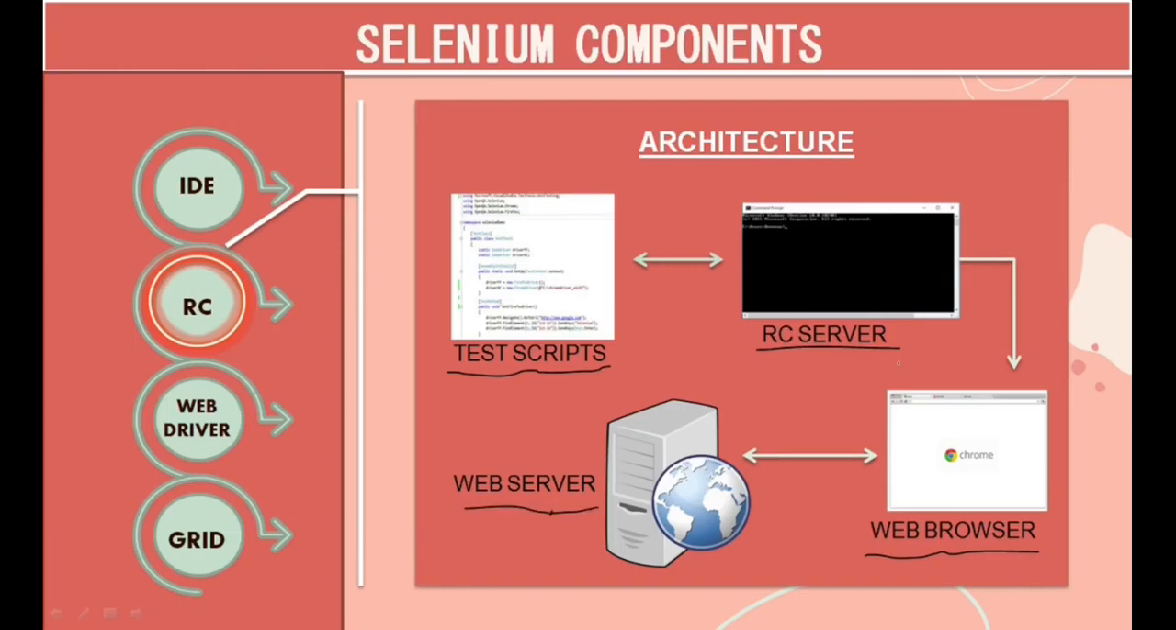Now you see there's a complete cycle starting from your test script, then the RC server injects the JavaScript in the web browser, runs your commands, takes back the results, sends it to the RC server, and then the result is displayed. This whole cycle gets repeated for each and every command written in the test scripts. This is how the test case gets executed in the Selenium RC tool.